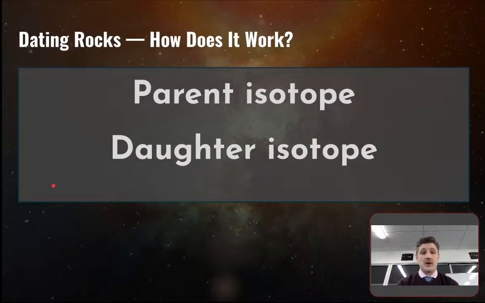You might have heard me talk about these. These are two words we need to get our heads around. In radioactive decay, an unstable radioactive isotope of one element breaks down into the stable version of another, and that stable isotope may be of the same element or different. When this happens, we call the original unstable radioactive isotope the parent isotope, and the stable isotope that is produced by this radioactive decay the daughter isotope. So parent to daughter.